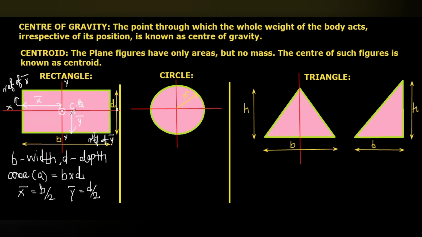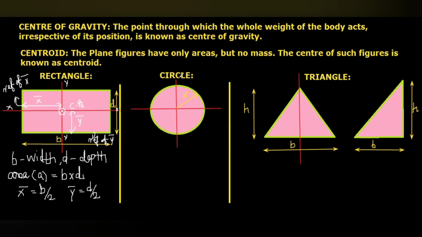For the rectangle, the center of gravity will be at its center where XX and YY axis pass through it. The bottom line is the reference line for Y bar, and the leftmost line is the reference line for X bar. The distance of the center of gravity from the reference line, X bar, will be half of the width, B by 2, and Y bar will be D by 2, half of the depth.